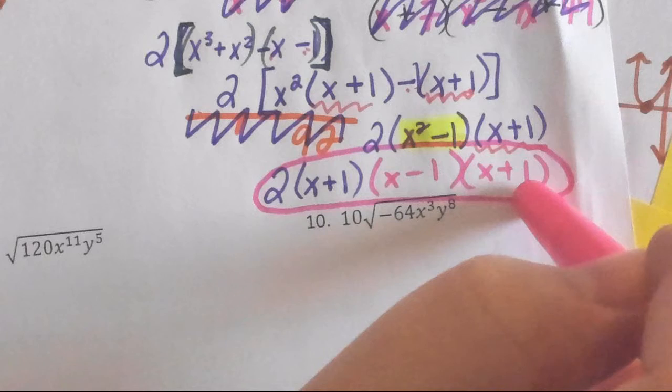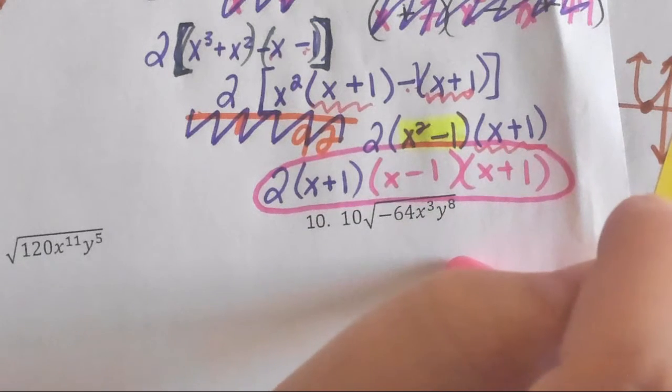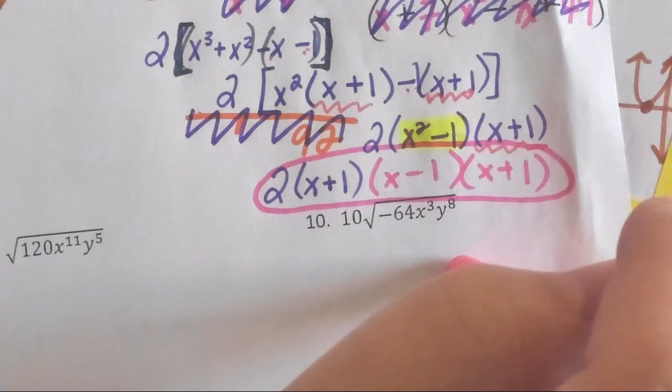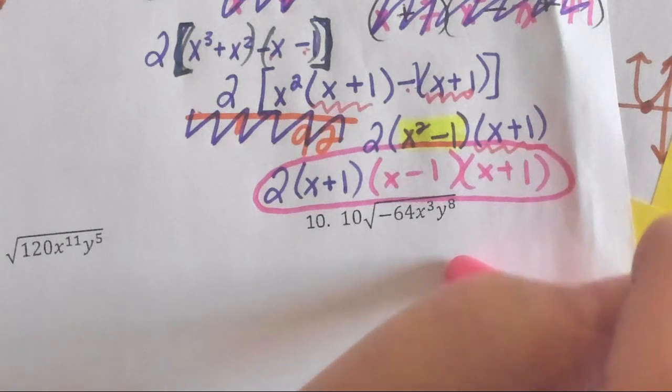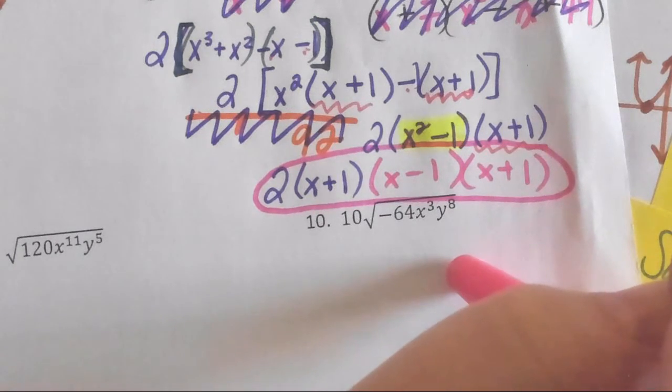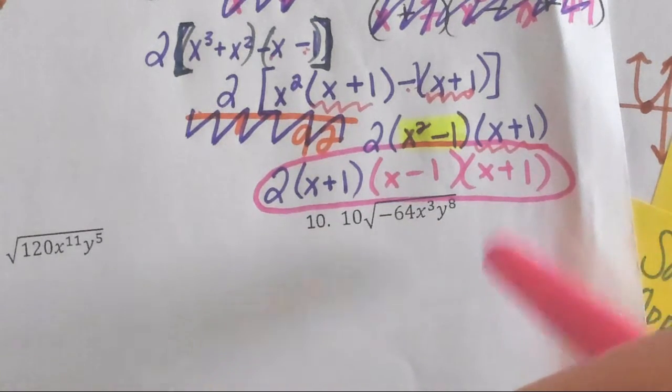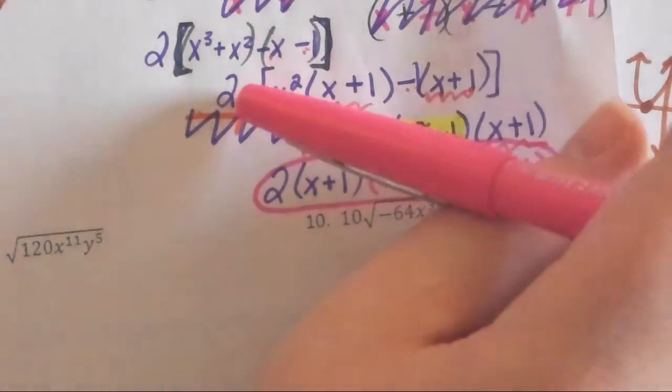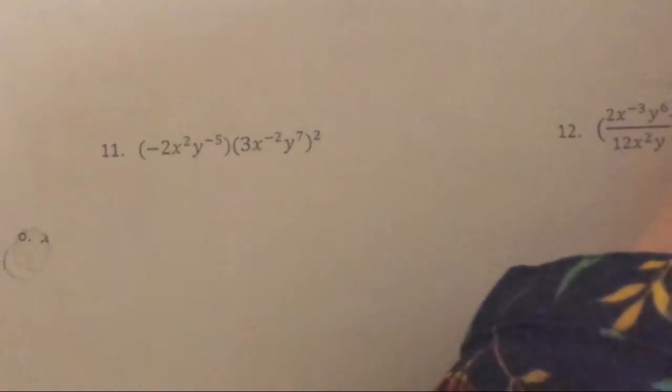Okay, we're going to try to do 8, 9, and 10 tomorrow. We'll do 8, 9, 10, and 12 tomorrow. Let's go ahead and be brave and get 11 out of the way. Let's look at 11.